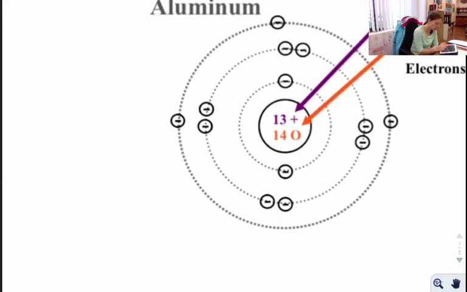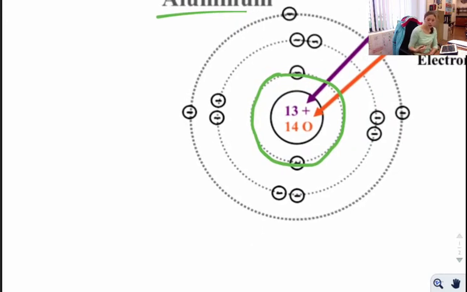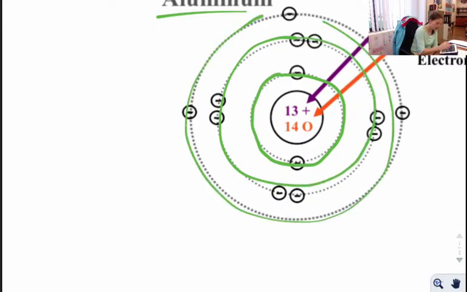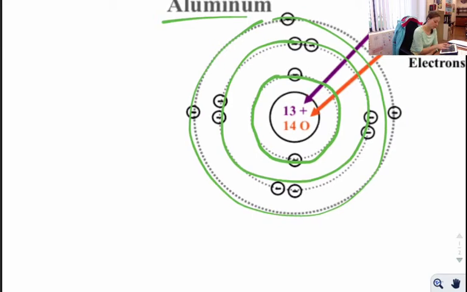So on this model here for aluminum, you have this first one here in green. That is the lowest energy level. That's the first one. Anything further away is a higher energy level. So this next energy level that has more electrons in it is a higher one, and then even more in this next one. The higher the energy level number, the further away it is from the nucleus.